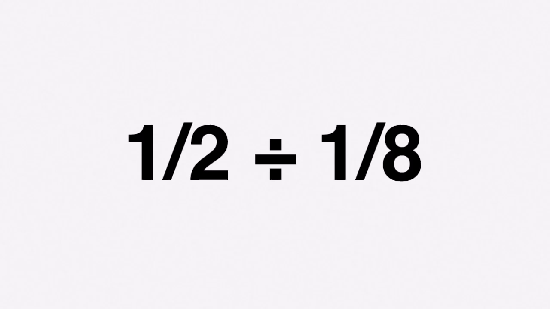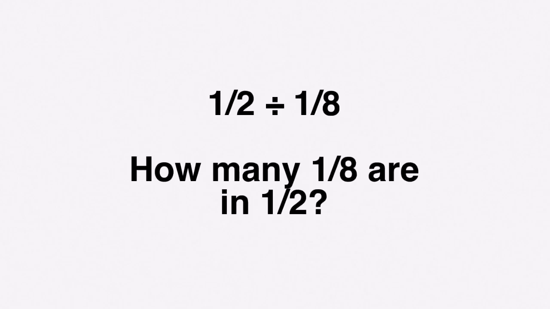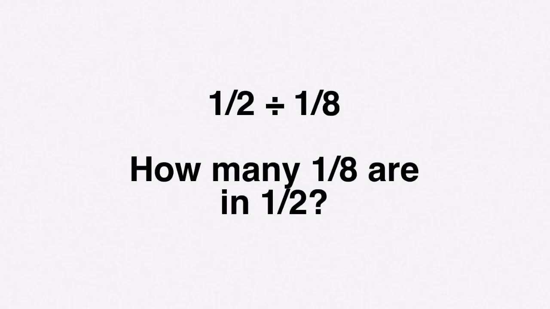So the division problem, 1/2 divided by 1/8. We first need to decide if we want to use measurement or partitive to interpret this problem. If we used measurement, we would be saying how many 1/8 are there in 1/2. Do we want to do that? Or would it be easier to use partitive, in which case we would say 1/2 is 1/8 of what size? I don't know about you, but the measurement way of interpreting this problem seems much more understandable. So, I'm going to stick with how many eighths are in 1/2.